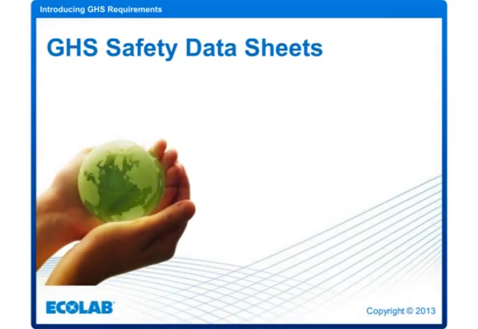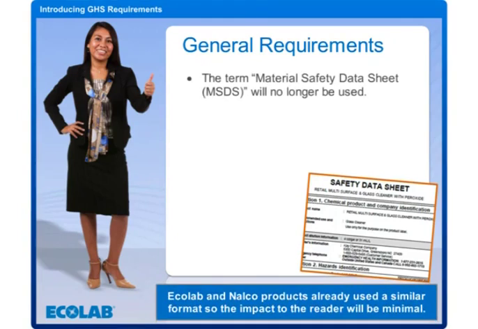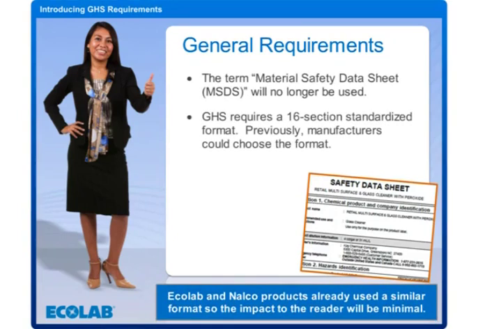GHS requires safety data sheets to have a standardized 16-section format. The good news is that Ecolab already used a safety data sheet that was similar in format to the GHS requirement. The changes we needed to make are not extreme. The term Material Safety Data Sheet, or MSDS, will no longer be used and will be replaced with Safety Data Sheet, or SDS.